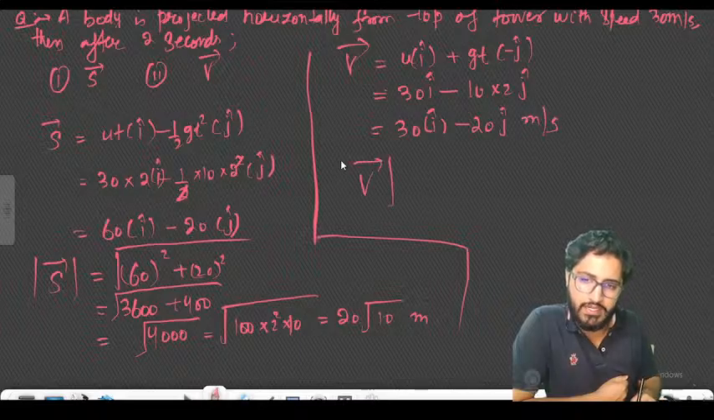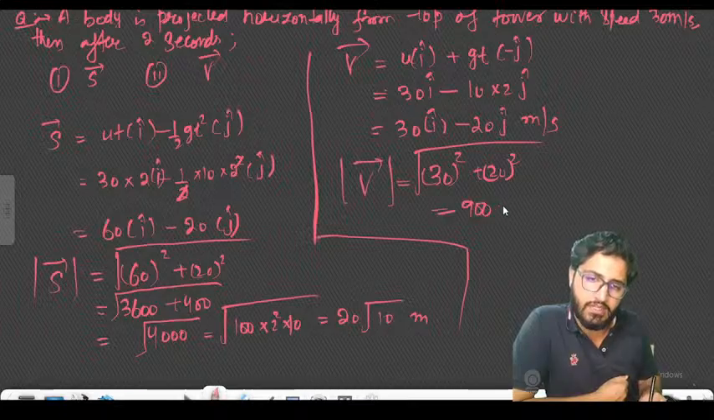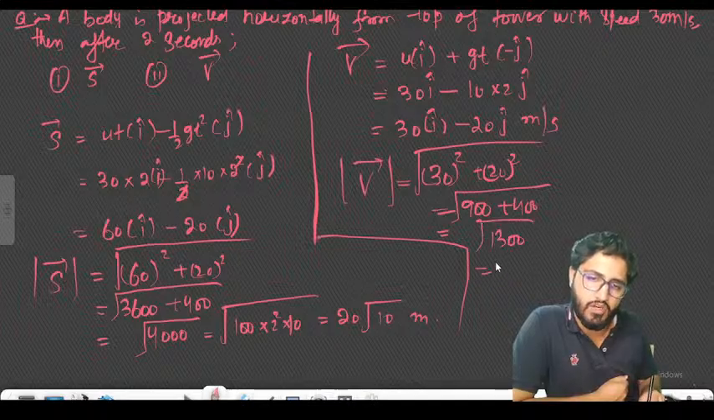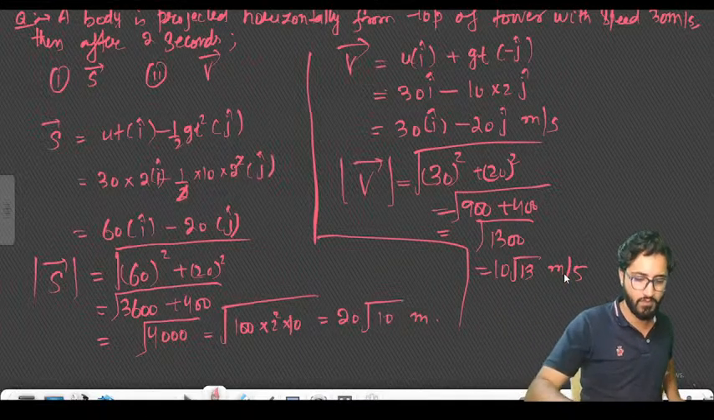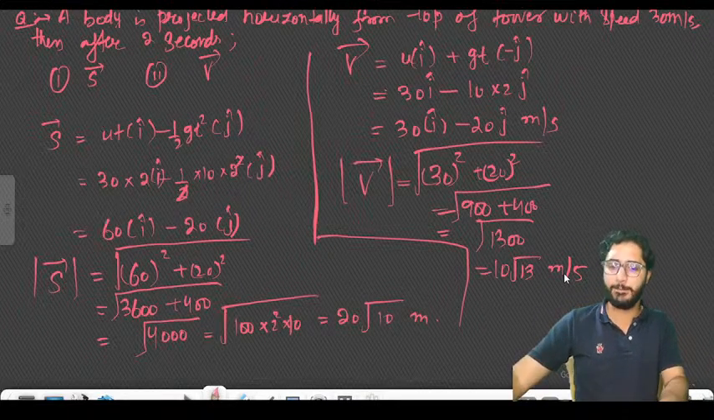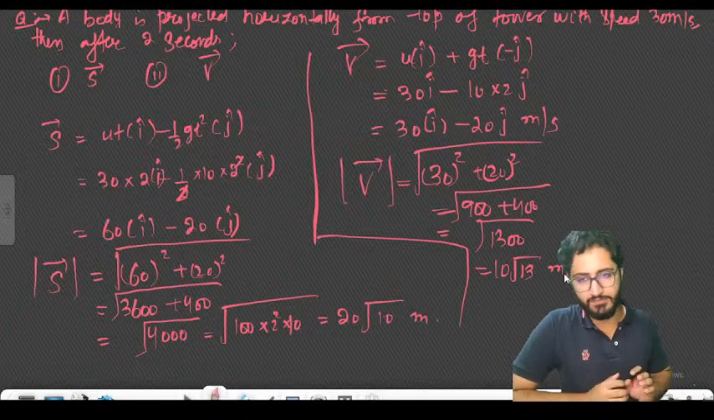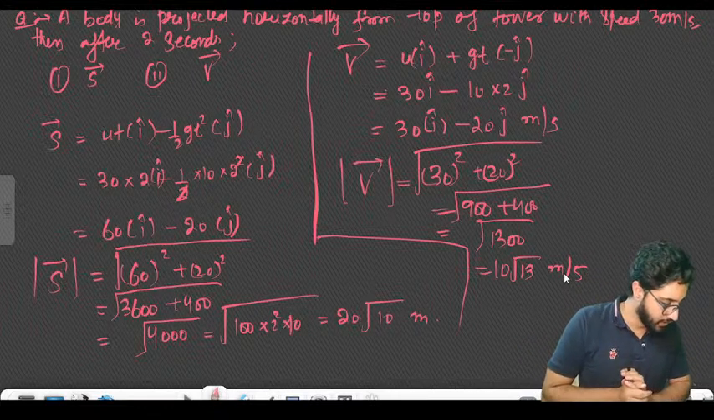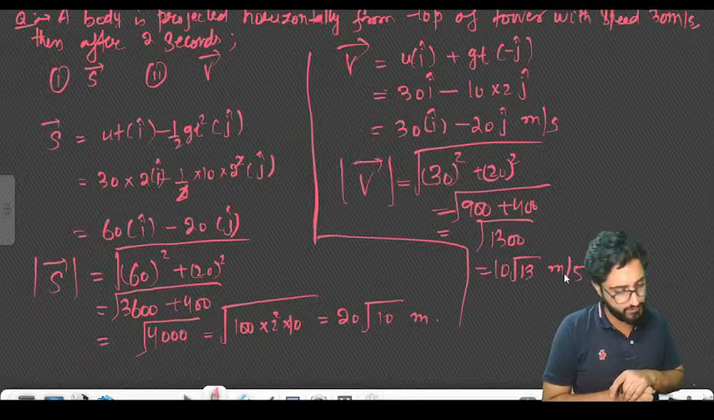If you want its magnitude, you will write root of 30 square plus 20 square. This will be root of 900 plus 400, root 1300, which is 10 root 13 meter per second. Easy? Easy, right? Okay. If this one is done, if you have any doubts, let me know. If not, then we will move forward with some different parameters and we will do some numericals also.